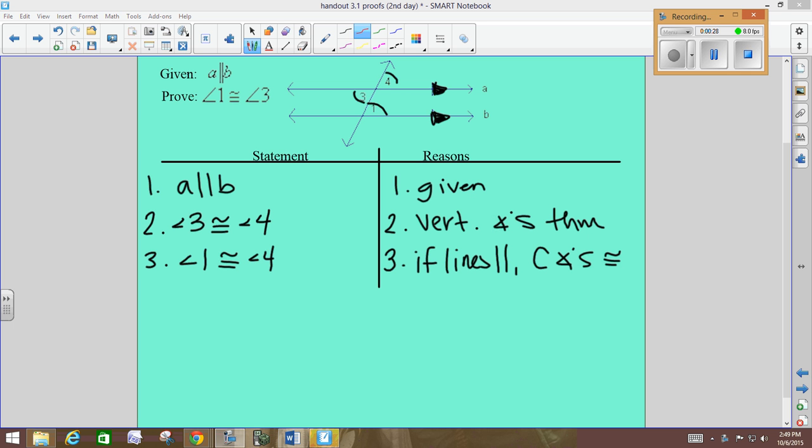Sure. If 3 is congruent to 4, can't we take 3 and substitute it in for 4 down there? And then we'd have angle 1 congruent to angle 3. Yes? Okay.